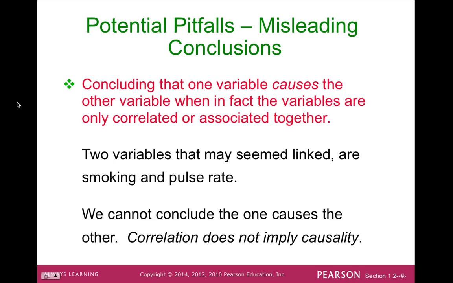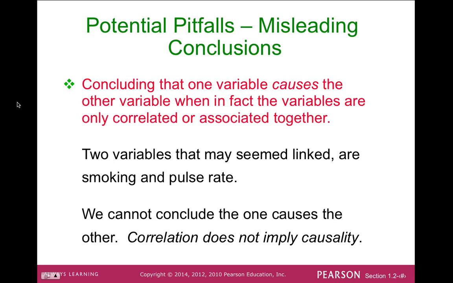One of those is misleading conclusions. The biggest and most problematic misleading conclusion is concluding that one variable causes the other variable, when in fact the variables are only correlated or associated together. What does that actually mean? Two variables can seem linked to one another in that there's a relationship between them, but that doesn't always mean that one actually causes the other.